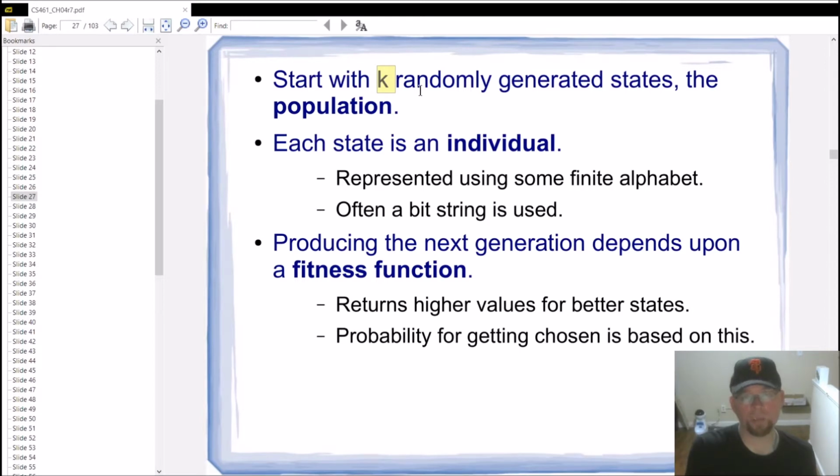Or heuristic function, where you're given some kind of estimate of the overall value of that individual from the population. Remember, the individual is representing a state. That state is represented using some kind of finite alphabet, or often a bit string. Why bit strings? Faster. Bitwise operations are faster.